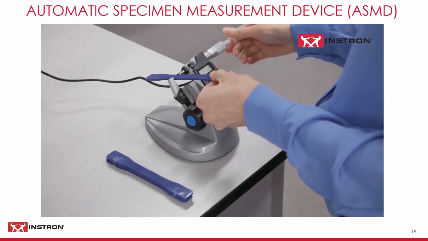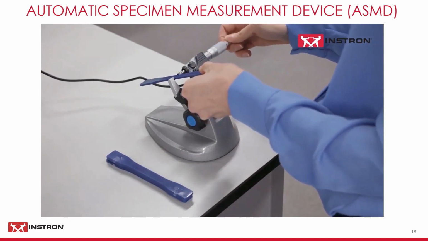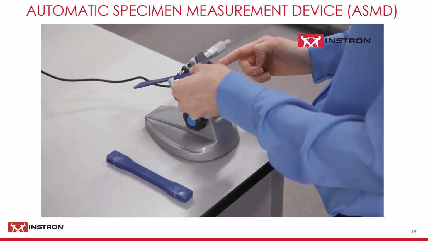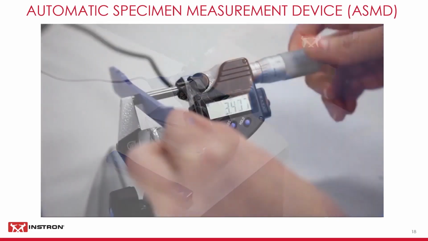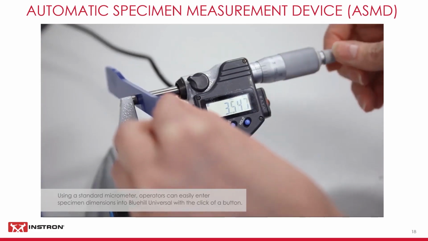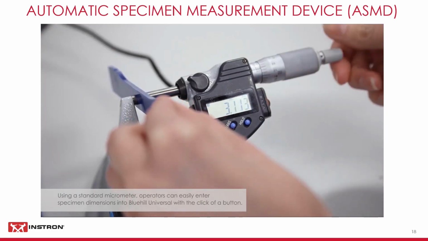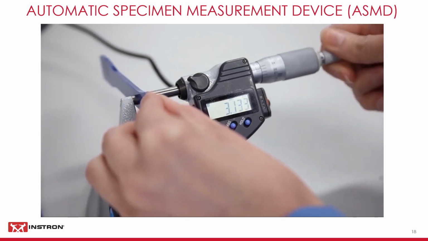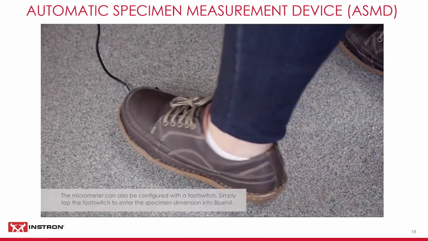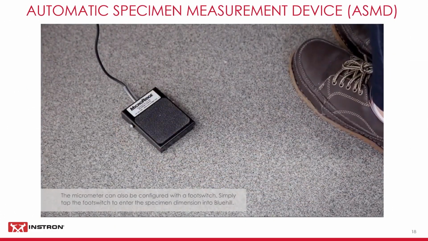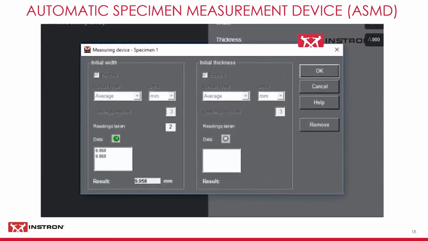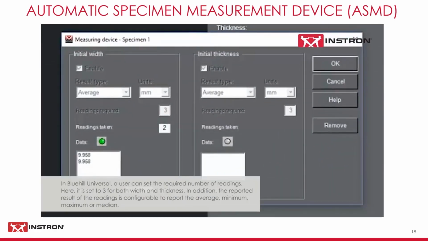These dimensions are critical for accurate stress and modulus results because this provides the cross-sectional area of your specimen. In this example, 3 readings across the width and 3 readings across the thickness are taken of the specimen. You can either use the button on the side of the micrometer or caliper to transmit each dimension, or use the foot pedal.